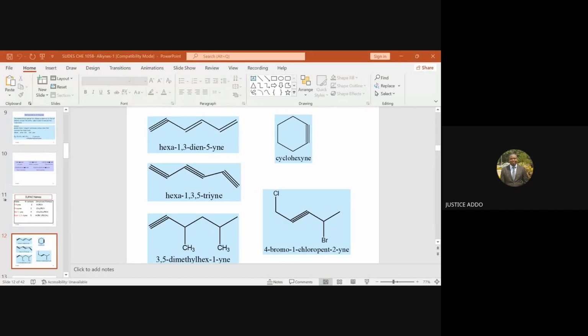I'm trying to see if I can use my ChemDraw to give you another example. Let me try and see. So you hold on for me. Let me see whether that will work. I want to open my ChemDraw and see.